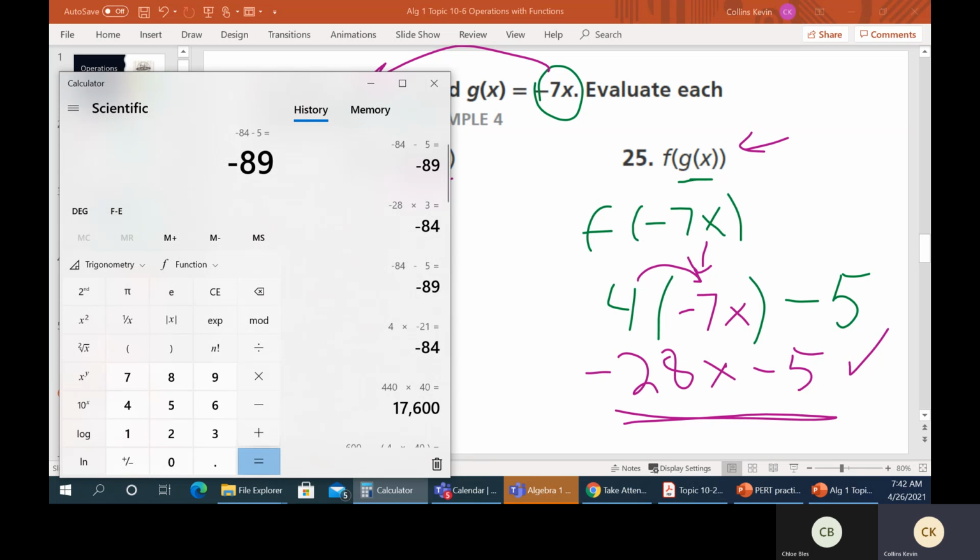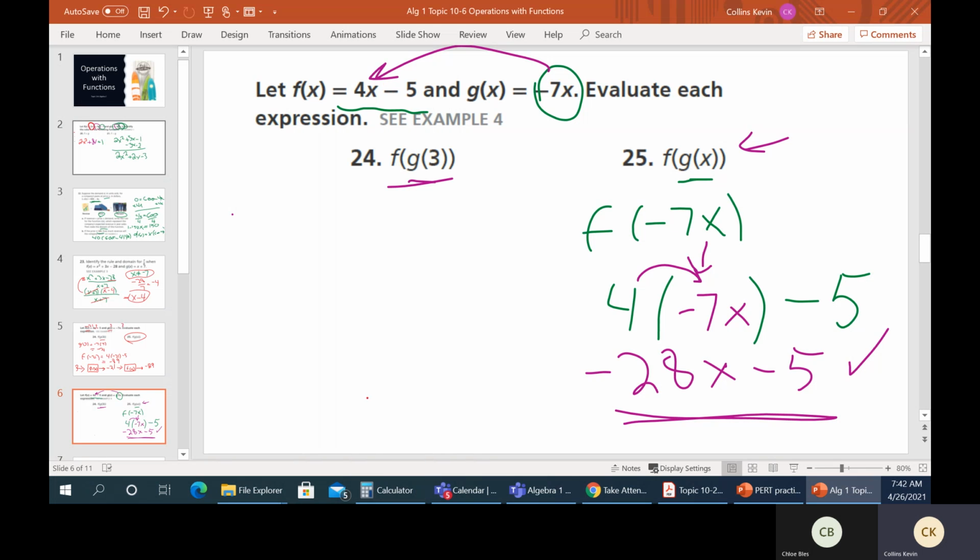All right? Any questions? Cool. All right. So let's try a couple more of these, and then we'll probably call it for today.